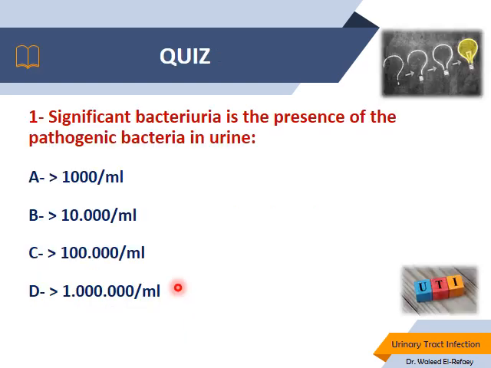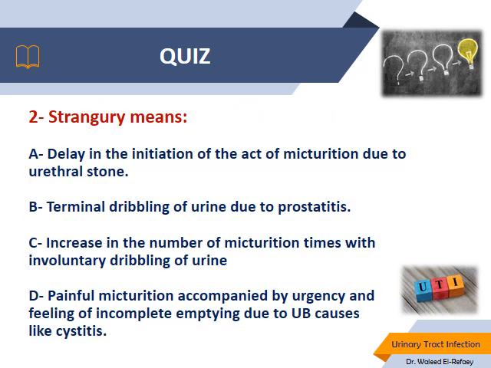These are the questions from the beginning of the presentation. If you solved them previously, we will demonstrate the results of these questions. Significant bacteriuria is the presence of pathogenic bacteria in urine. Yes, if it is more than 100,000 microorganisms or bacteria per milliliter.